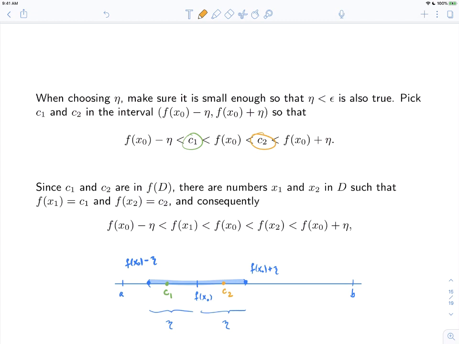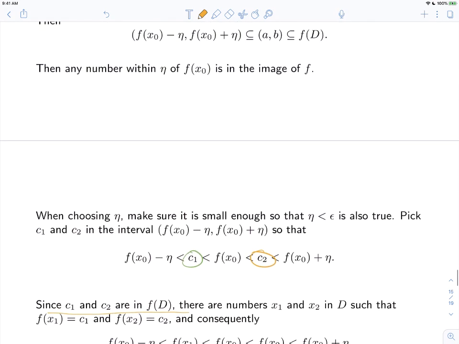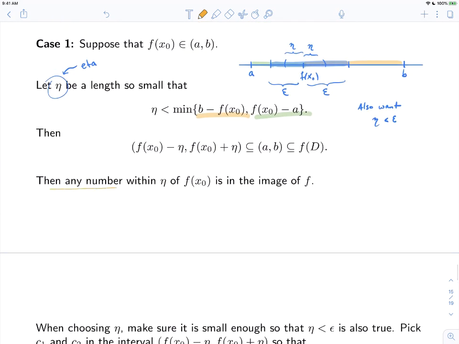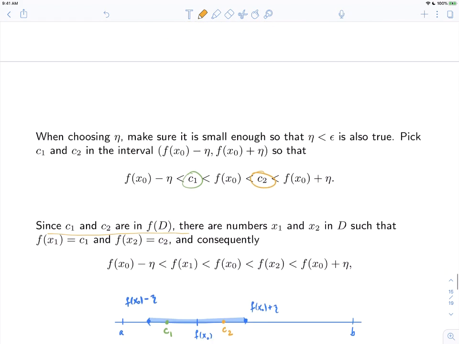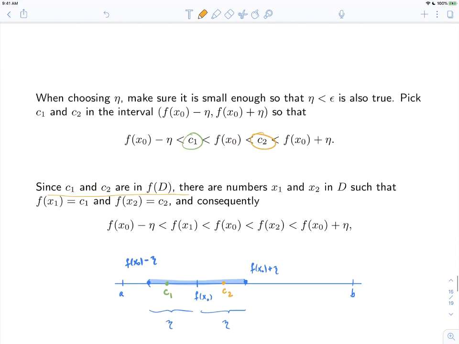Now, in this next statement, we're using the fact that C1 and C2 are in f of d, the image of f. And we know that that's an interval. We know that f of d is an interval. So any number within eta of f at x naught is in the image of f. And this is where we're using that. C1 and C2 are within eta of f at x naught. So that means they're in the image of f.